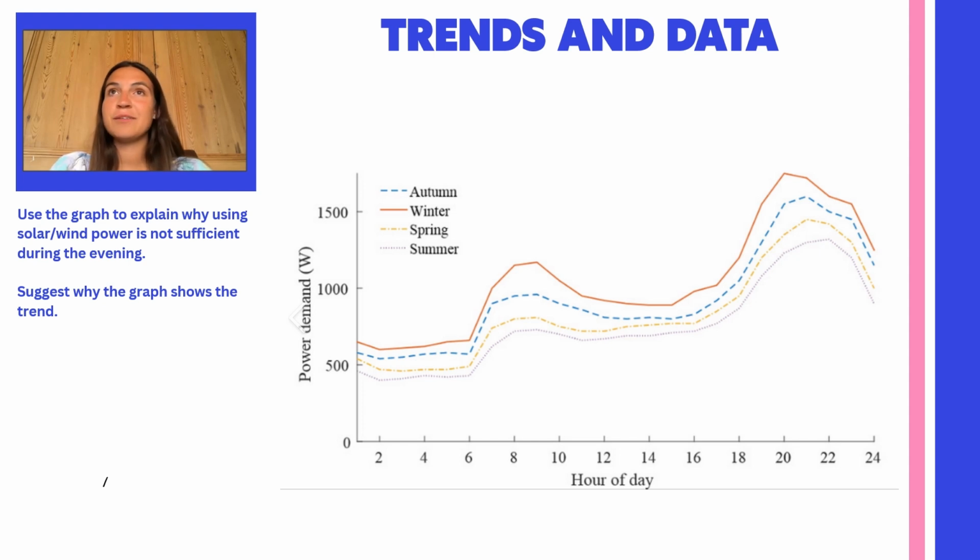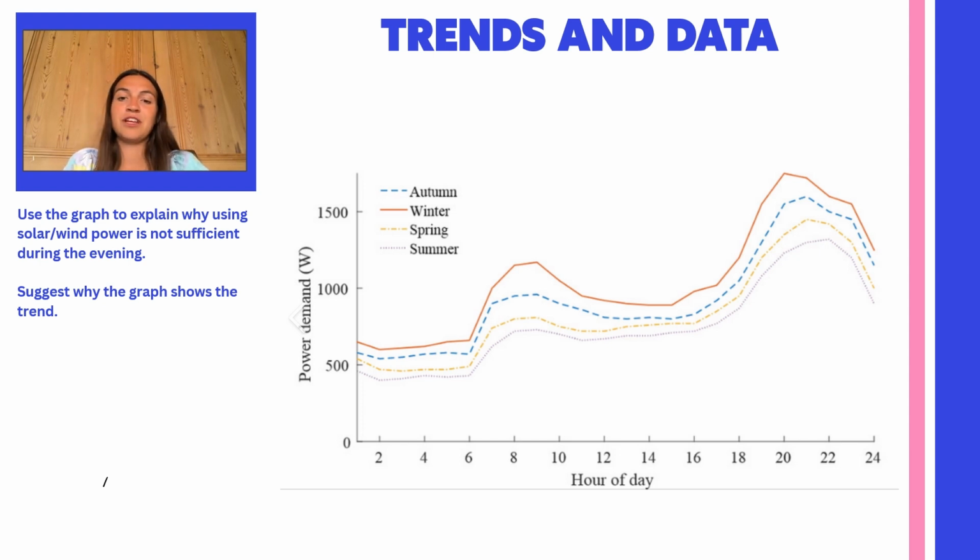Okay, now let's look at some questions that might ask you about trends or data, so using graphs for these different energy resources. So we have a graph here of power and demand in hours of the day and the different seasons. So we're asked to use the graph to explain why solar or wind power is not sufficient during the evening. So that's the first question, and you can see here during the evenings from about 6 p.m., so that 1800 hour of the day to 24.